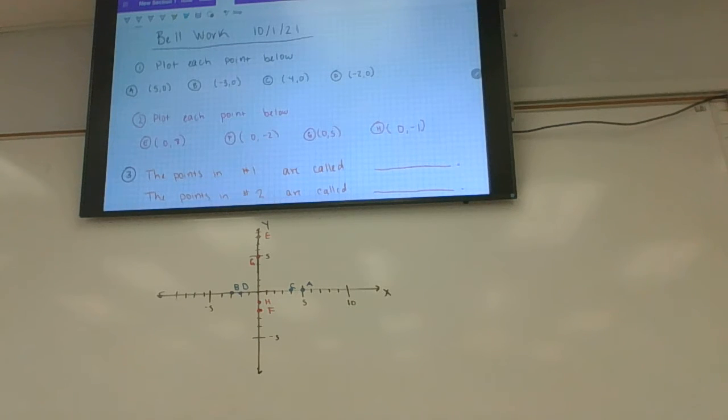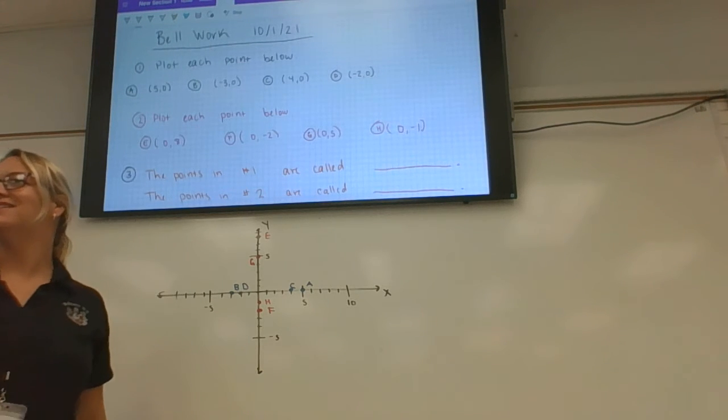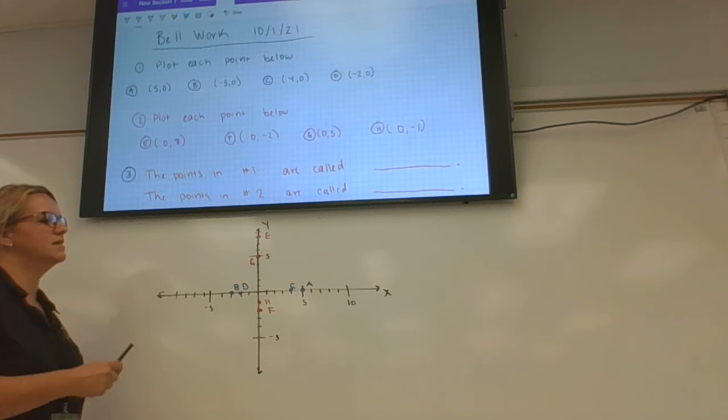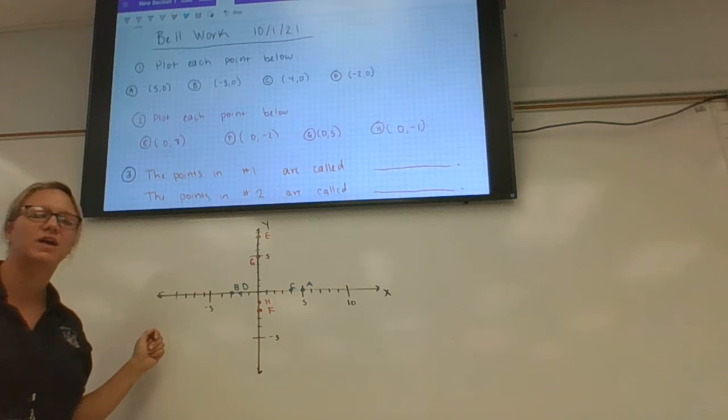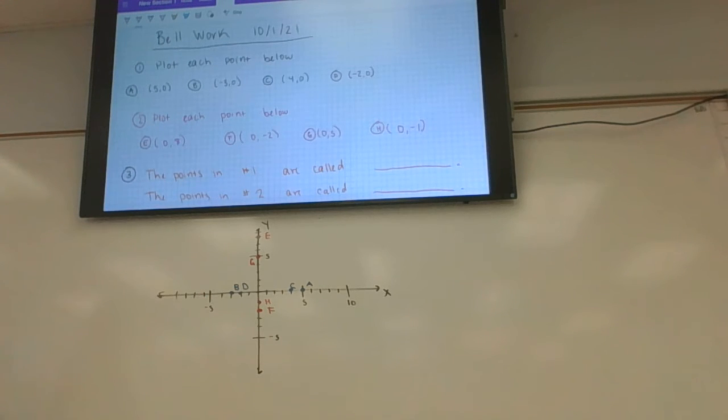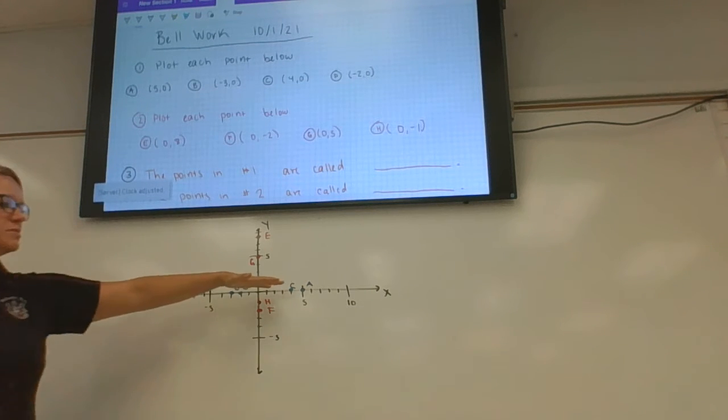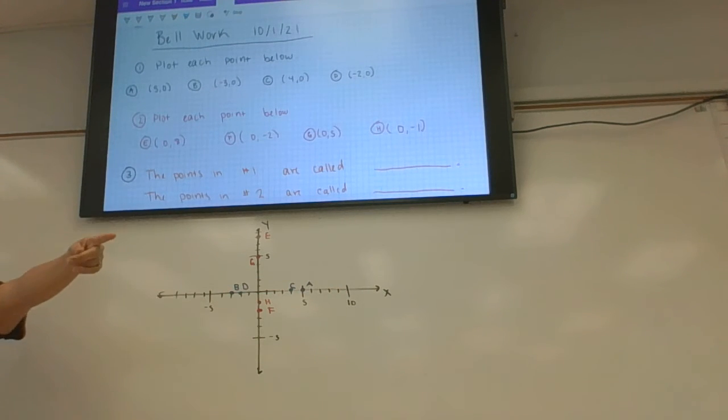Who knows it? Libby, do you know it? What's it called? The points in number one are called x-axis? No, not x-axis. X coordinate? No. Clearly something's going on. These points aren't just anywhere. So the points in number one, they're all these blue points. What are those blue points called?